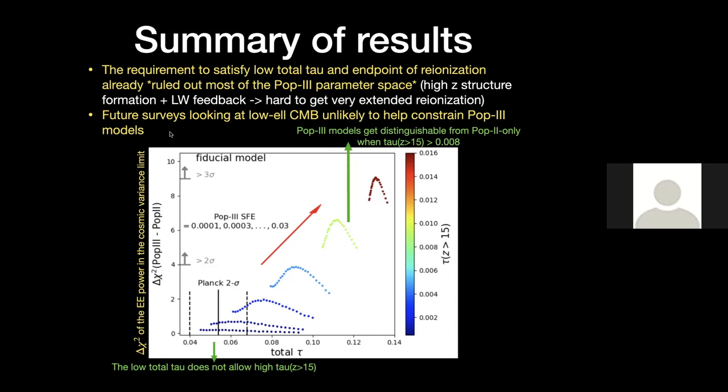So yeah, I'm not sure if I get the question correct, but I think the most important difference on the reionization history is the shape of the reionization history that they cause. For POP3, we believe it's probably flatter than POP2. And then POP2 is much more rapid.